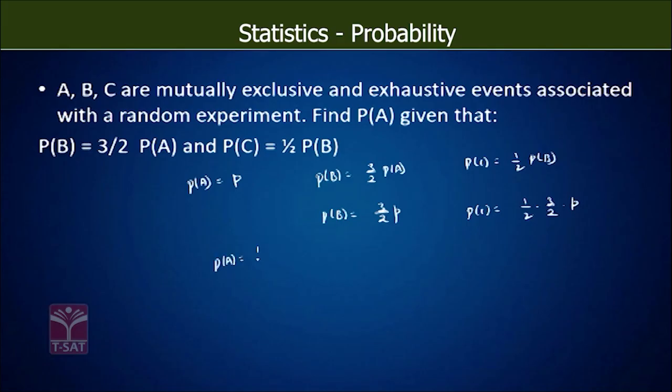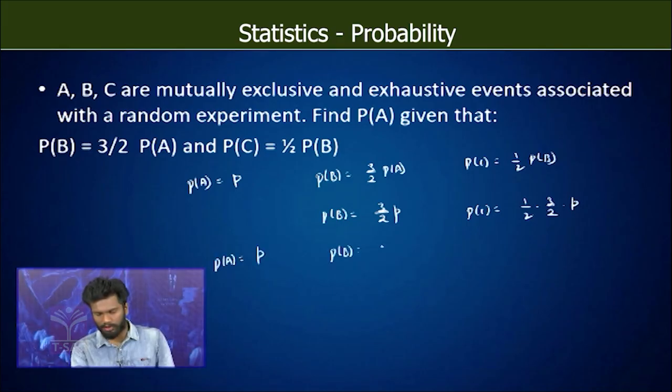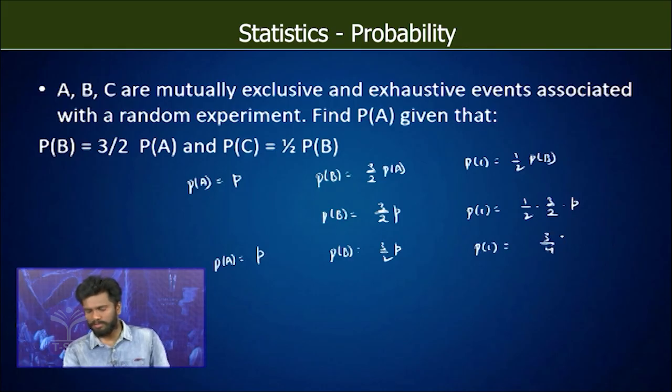P of A is equal to P. P of B is equal to 3 by 2 times of P. P of C will be equal to 3 by 4 times of P. Now check what is the relation between A, B and C.